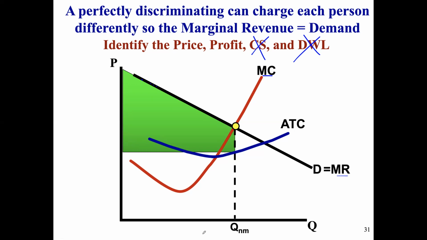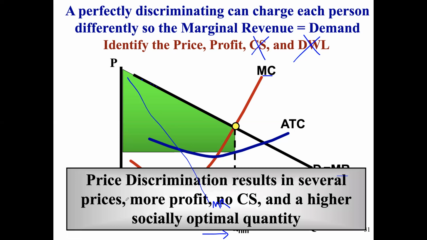Something interesting to consider is they actually produce more, right? So compared to, I'll draw the old marginal revenue curve on here just so we get a direct comparison. The profit maximizing quantity is going to increase, so we're going to produce more, and then we're going to charge everybody along the demand curve, but the quantity will actually increase. Price discrimination results in several prices, more profit, no CS, and a higher socially optimum quantity.